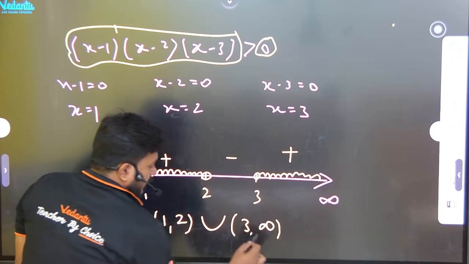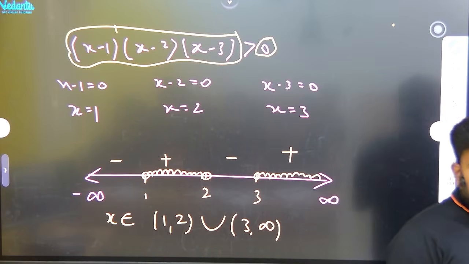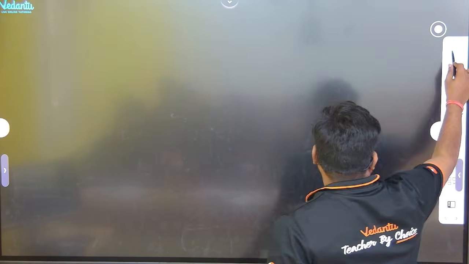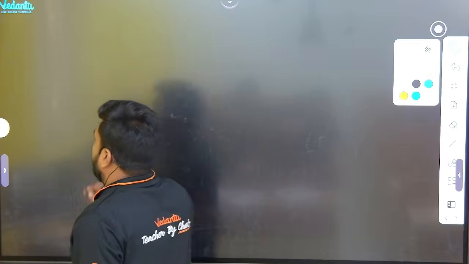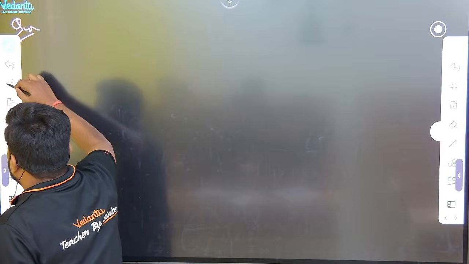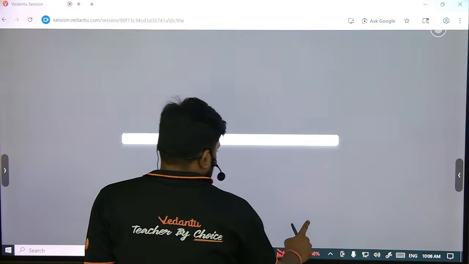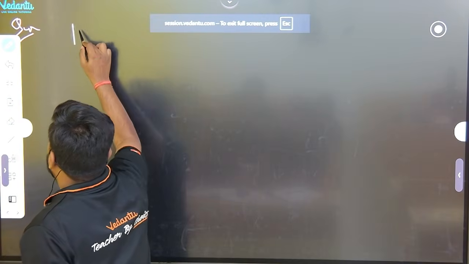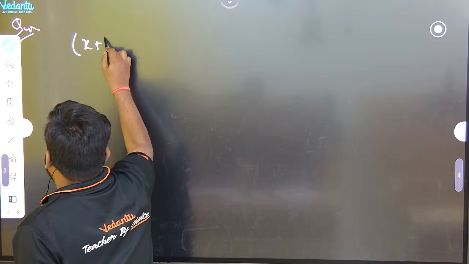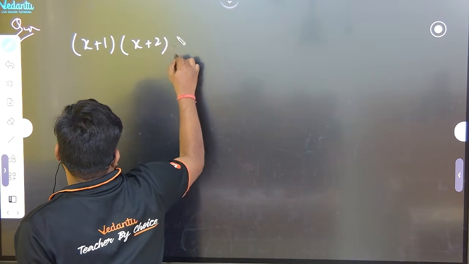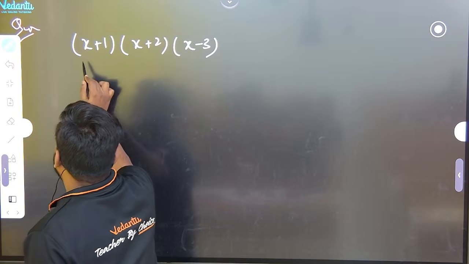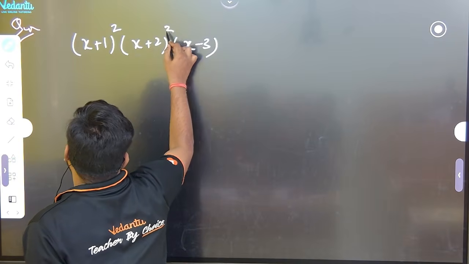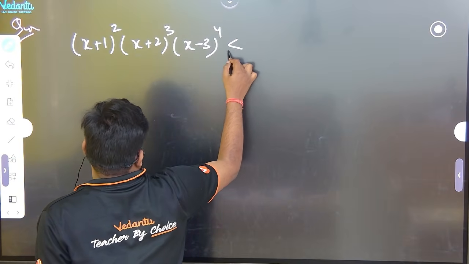3 to infinity. This is the answer of this question. Clear? Let's do one more question. Again, I am trying to give you a question which should be complicated. So the question is, let's say (x plus 1), (x plus 2), (x minus 3). Let's take these three only. Here the power is 2, here the power is 3, here the power is 4, less than equals to 0.